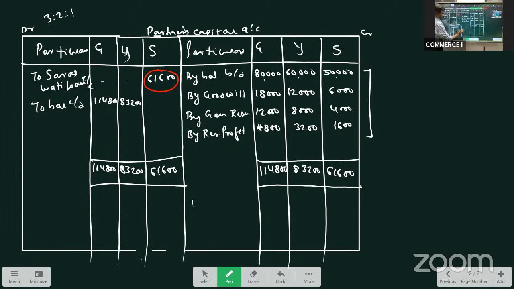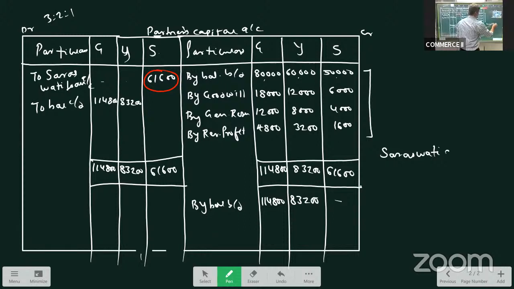83,200. So when we show the balance of capitals, we will show only Ganga's capital and Yamuna's capital. We will not show Saraswati's capital because Saraswati's capital has been transferred to a separate account called Saraswati's loan account. For that, we write a simple entry, Saraswati's capital account debit to Saraswati loan account.